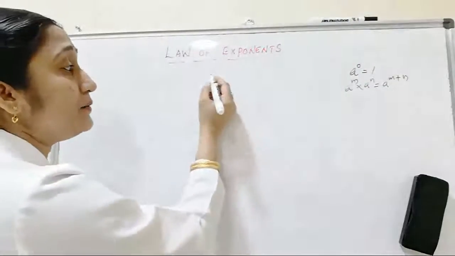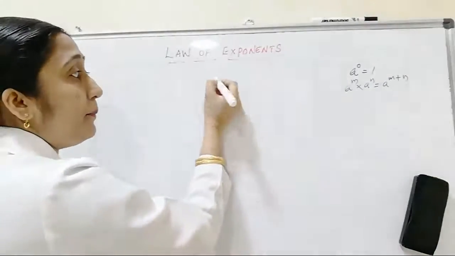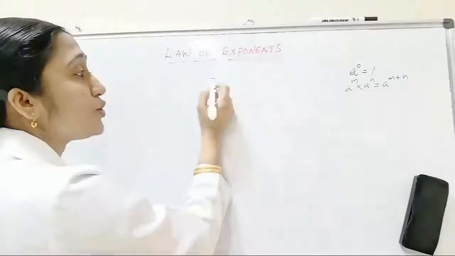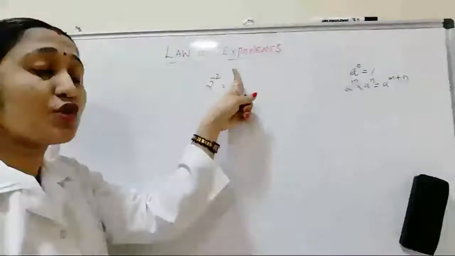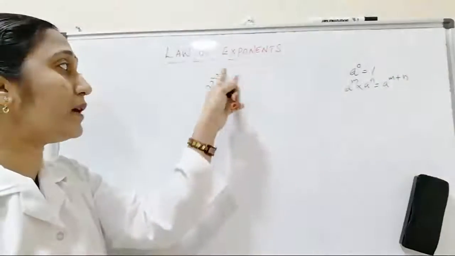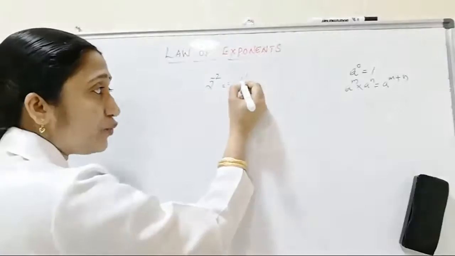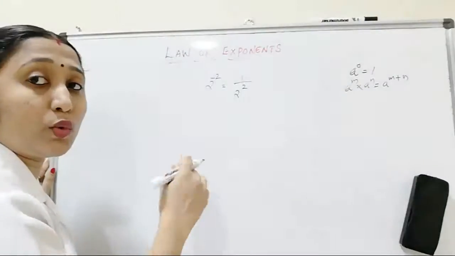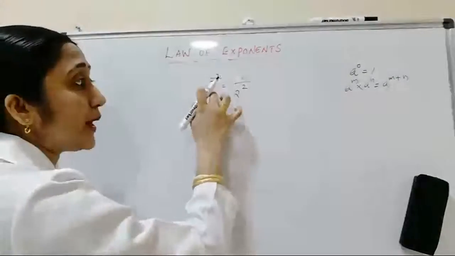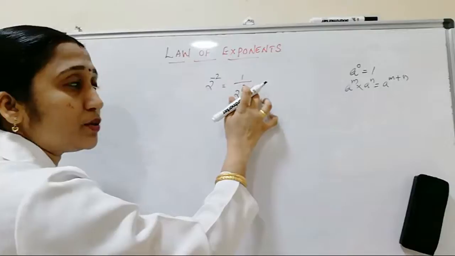Then the third one is, I am writing about 2 raised to minus 2. What does 2 raised to minus 2 mean? 2 to the power minus 2 means we can write it as 1 by 2 raised to 2. That means 2 raised to minus 2 is nothing but 1 by 2 raised to 2.